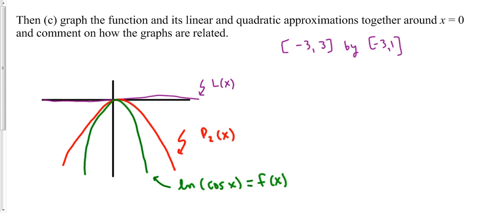And I would say that close to x equals 0, both approximations do a pretty good job. When we get farther away from x equals 0, not so much, although the quadratic approximation does a better job than the linearization. And I think we can also say that L of x, the linearization, is tangent to both the quadratic approximation and f of x at x equals 0.